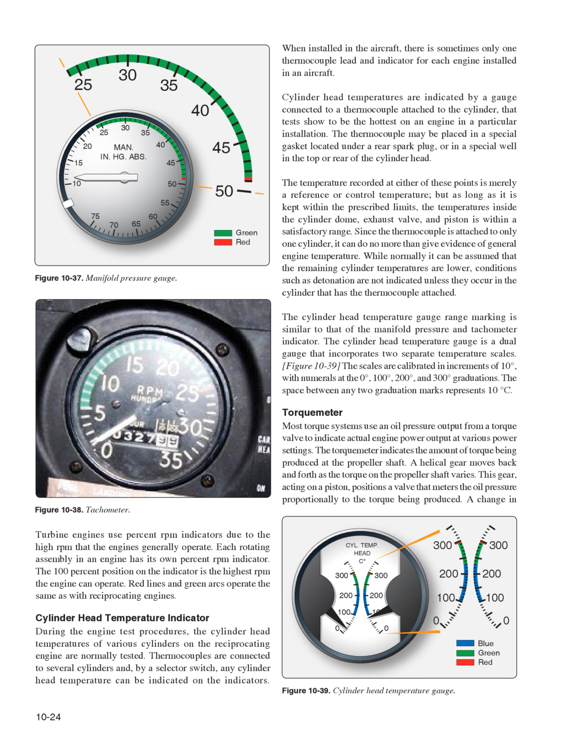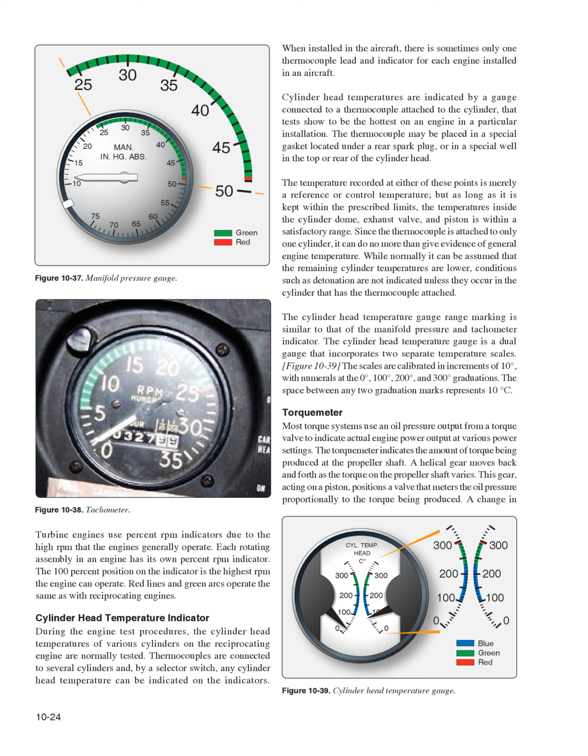The cylinder head temperature gauge range marking is similar to that of the manifold pressure and tachometer indicator. The cylinder head temperature gauge is a dual gauge that incorporates two separate temperature scales. In figure 1039, the scales are calibrated in increments of 10 degrees, with numerals at the 0 degrees, 100 degrees, 200 degrees, and 300 degrees graduations. The space between any two graduation marks represents 10 degrees Celsius.